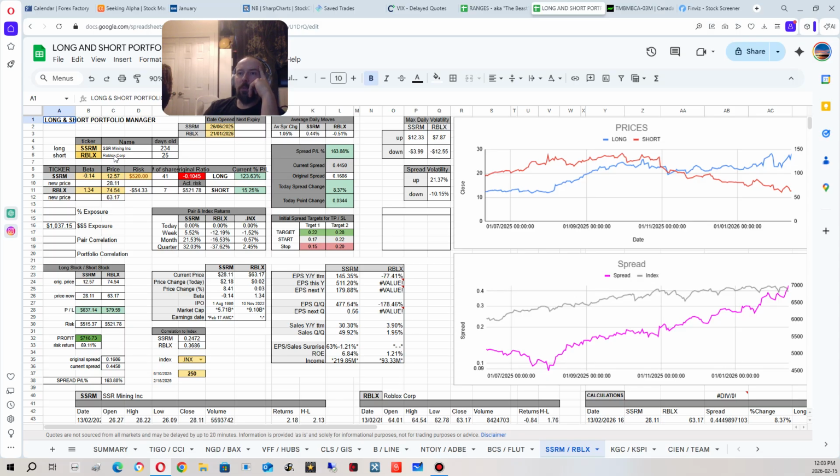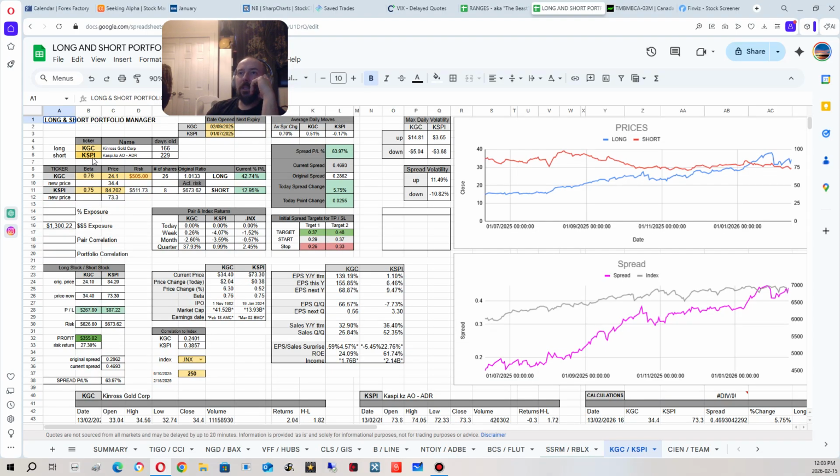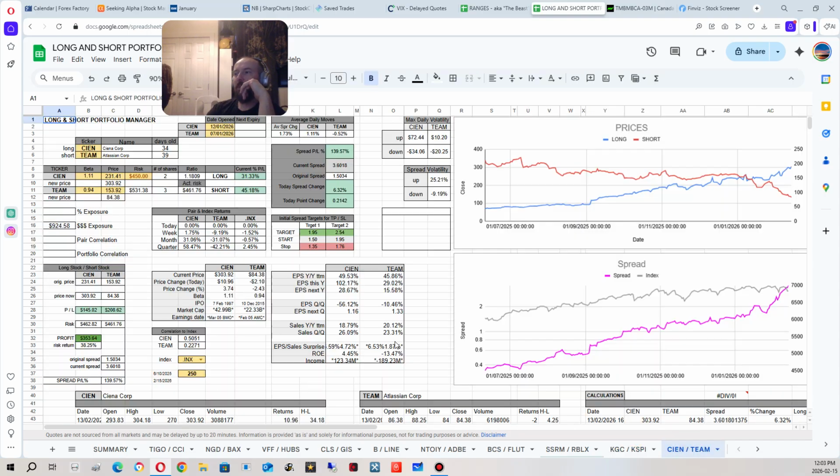SSR Mining and Roblox. This is one of the better ones. I think this is the best trade I have. SSR has returned 637 or 123% in 234 days. Roblox returned 15% in less than a month. Combined return $716. Kinross Gold versus Caspi. Another good trade. Kinross Gold 42%, Caspi 12.95. Nice increase in the spread, nothing to change here.